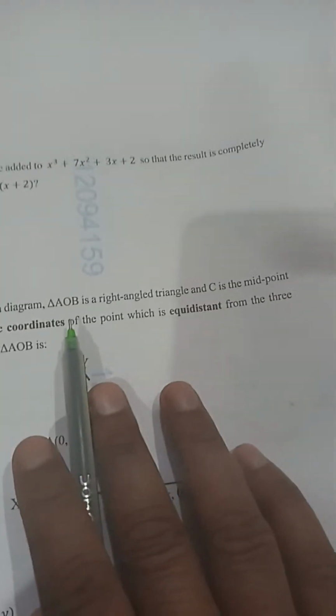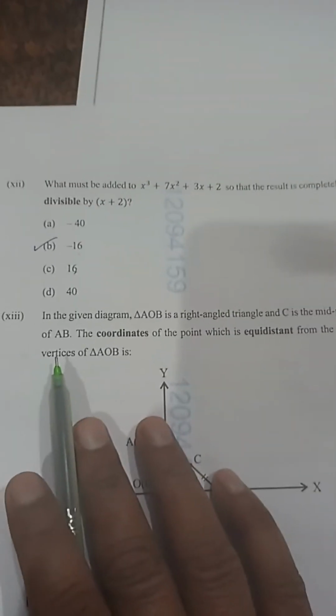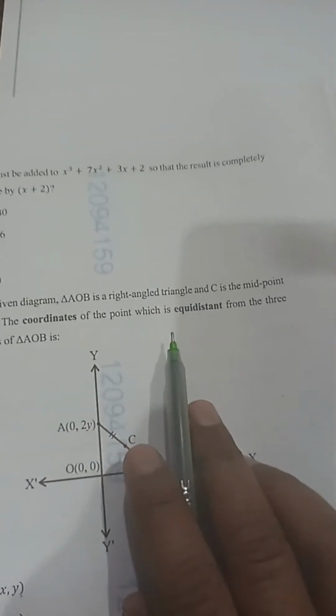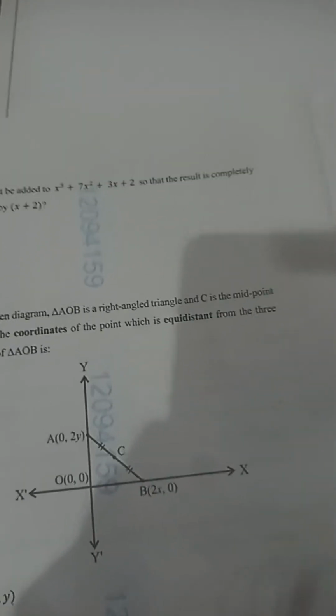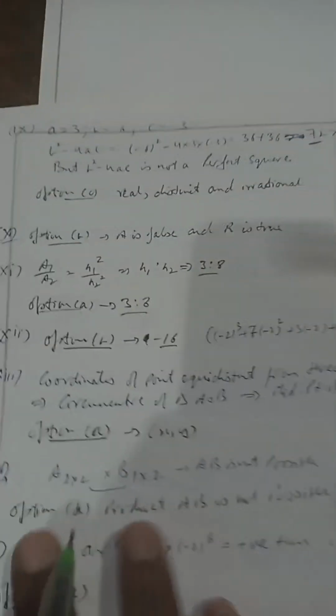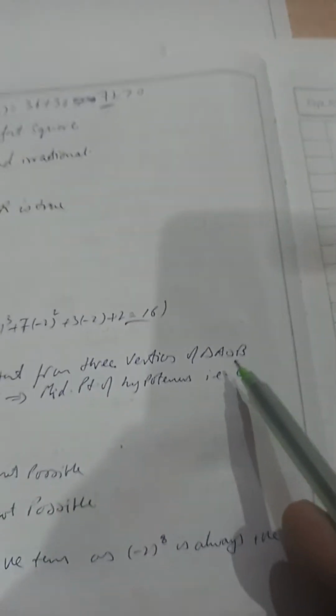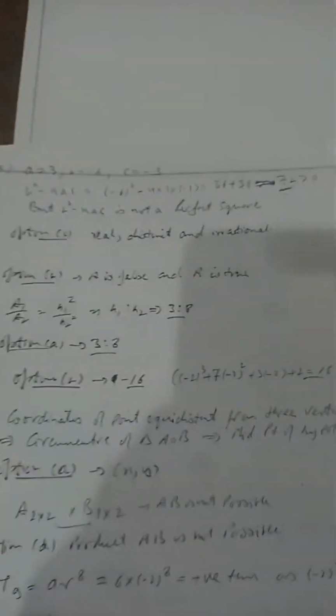Now 13th: in the given diagram, triangle AOB is a right angle triangle and C is the midpoint of AB. What is the coordinate of the point which is equidistant from the vertices of triangle AOB? Okay, so this is totally conceptual. Here they are asking the coordinate of that point which is equidistant from all three vertices, and we know that that point is the circumcenter. So they are asking the coordinate of the circumcenter.